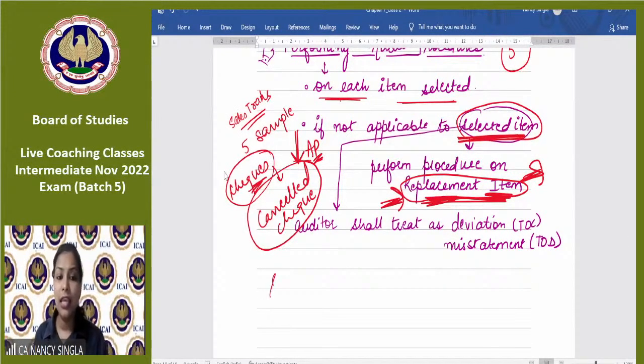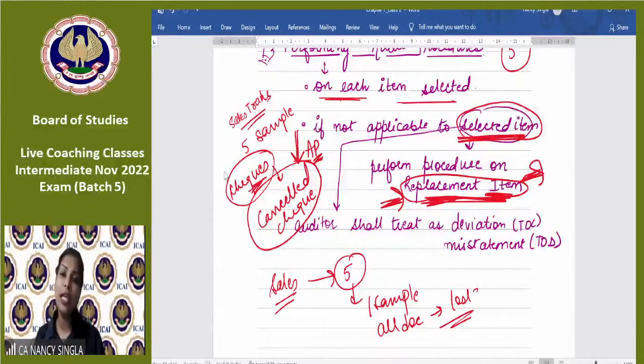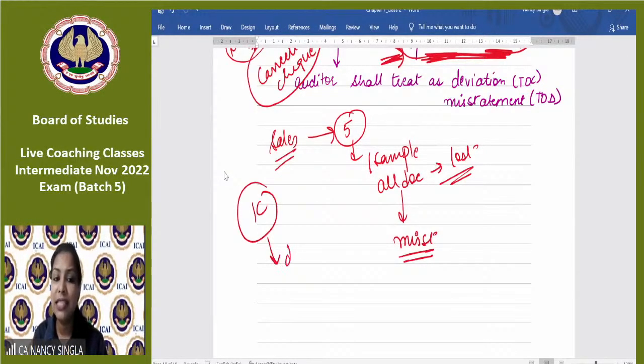Let's say he was checking sales and with respect to 5 samples, in 1 sample he found that all the documentation is lost. So how will he perform audit procedures? The auditor will have to check whether this is a misstatement. The auditor will have to check this in detail.